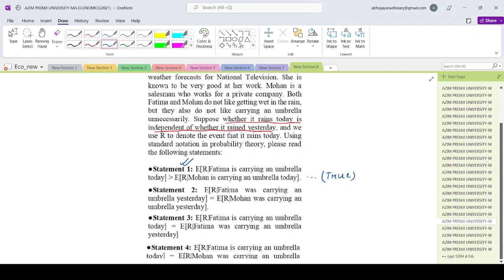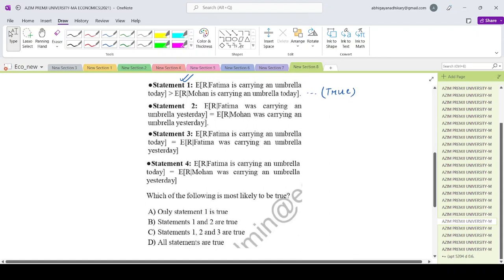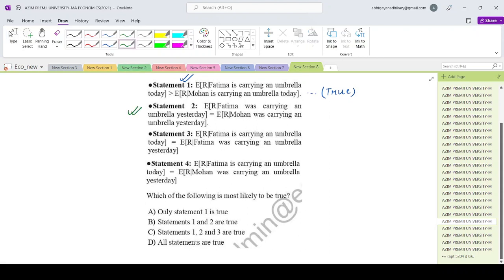So if this statement is true, it basically tells you that since Fatima works with the weather board, she is taking more informed decisions of carrying an umbrella. So that expectation or that probability is basically higher in comparison to an umbrella being carried by Mohan. So statement 1 is unambiguously true. Now let us go to statement 2 and keep in mind that statement 1 is true.